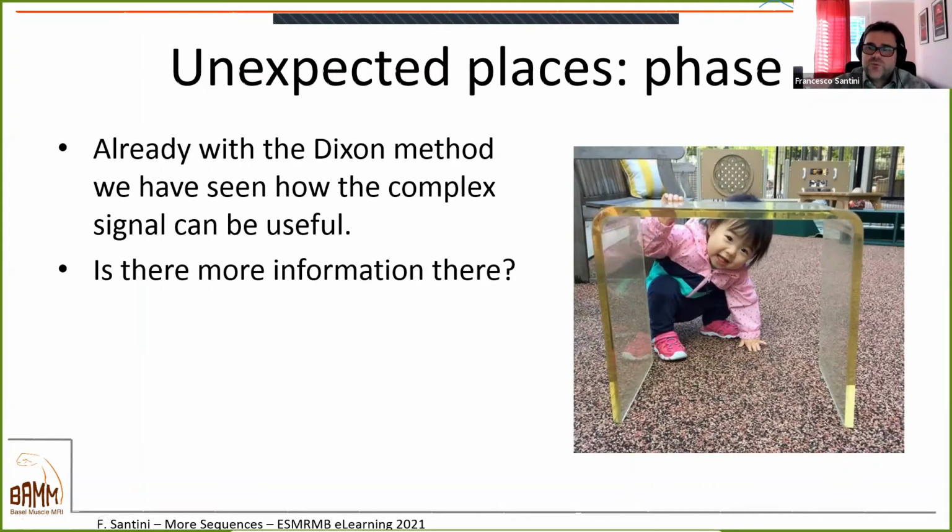I promised you that we would also look into unexpected places. So it's not just the normal image that we see, but I want to attract your attention to something that is often neglected, which is the phase component of the signal. Already with the Dixon method, we have seen that the complex signal can be useful, because the fact that the fat and the water go in and out of phase already gives some useful information. But maybe there is more information there.